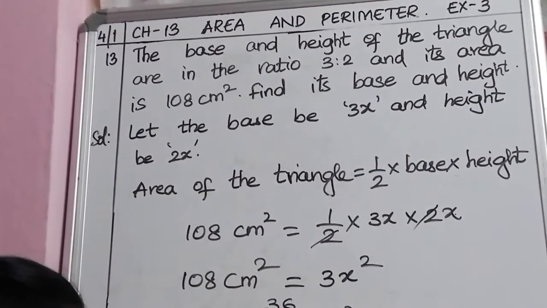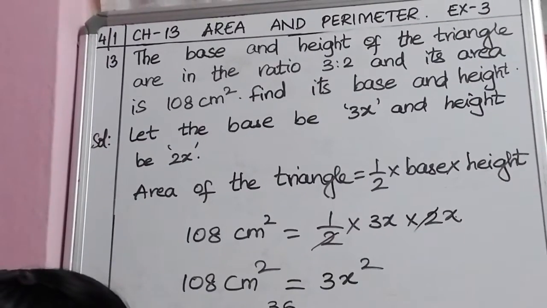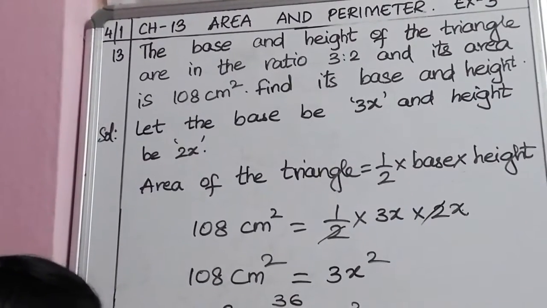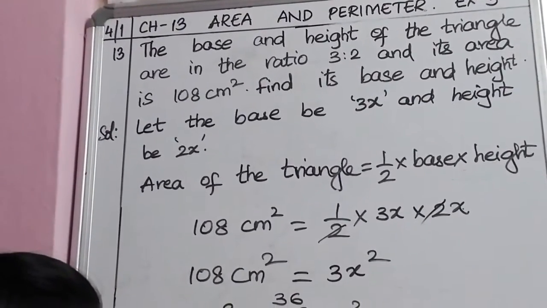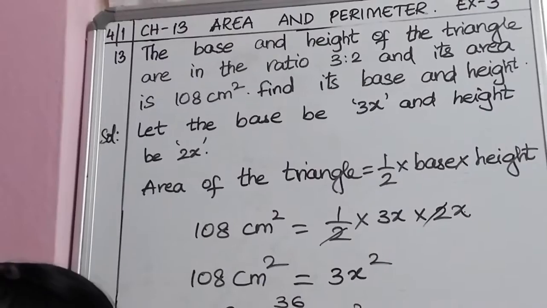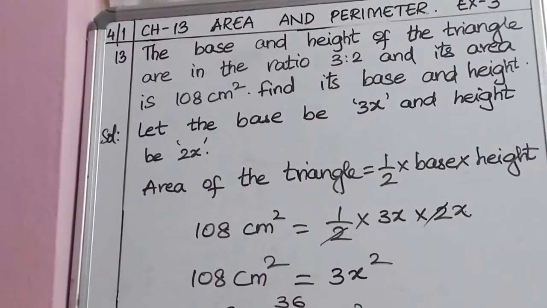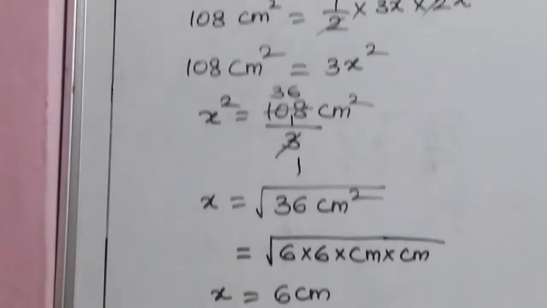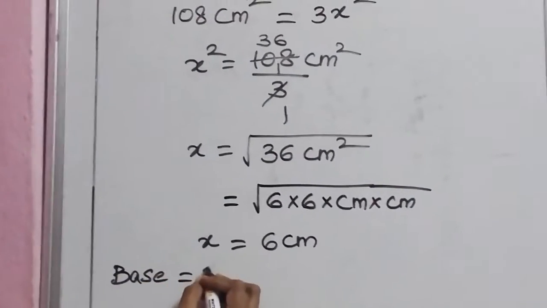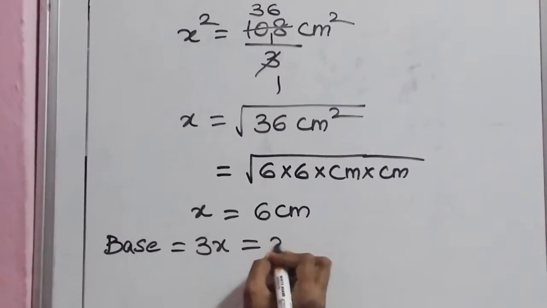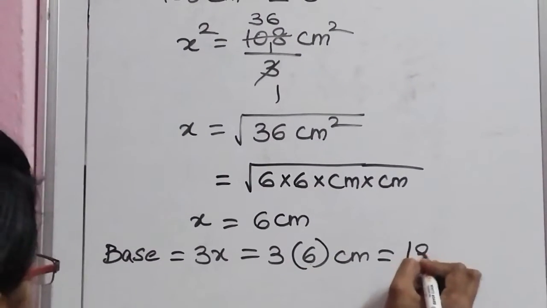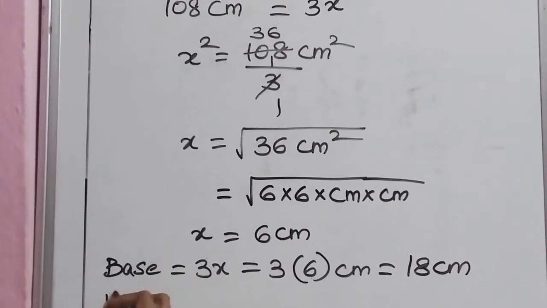This is nothing but 36 is 6 square. 6 into 6 is 36 and this is centimeter into centimeter. So this is equal to square root. 2 times whatever is there, it is going to come out as ones. So it is 6 centimeters. You got the value of x as 6 centimeters. Now they asked you to find out the value of base. Base is equal to 3x. So this is equal to 3 into 6 centimeters. 3 6s are 18. 18 centimeters.